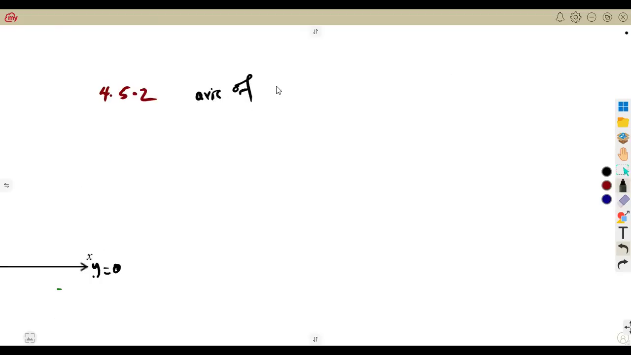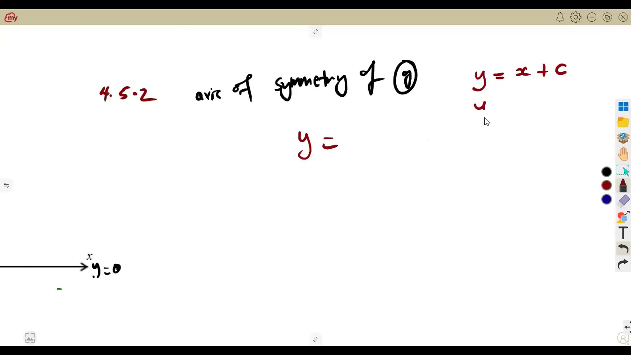Axis of symmetry of G. This is G. So remember, the axis of symmetry is simply an equation of y is equal to mx plus c. But that y is equal to mx plus c, it is easier for these because it is going to be either x plus c or it can be minus x plus c. These are the only two types of equation that you're supposed to expect when they talk about the axis of symmetry.